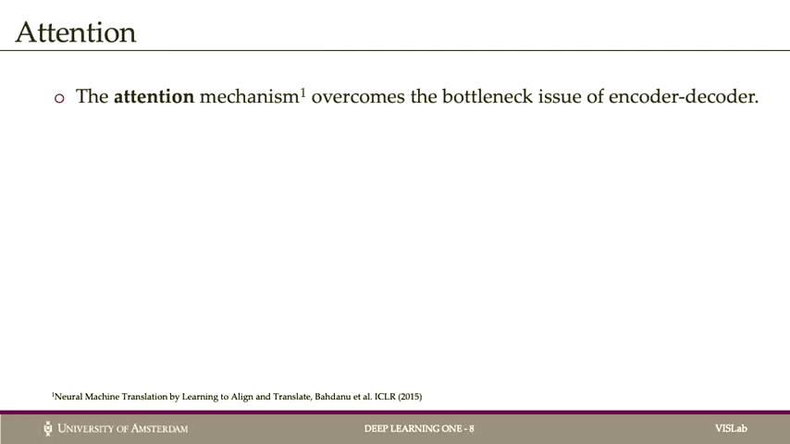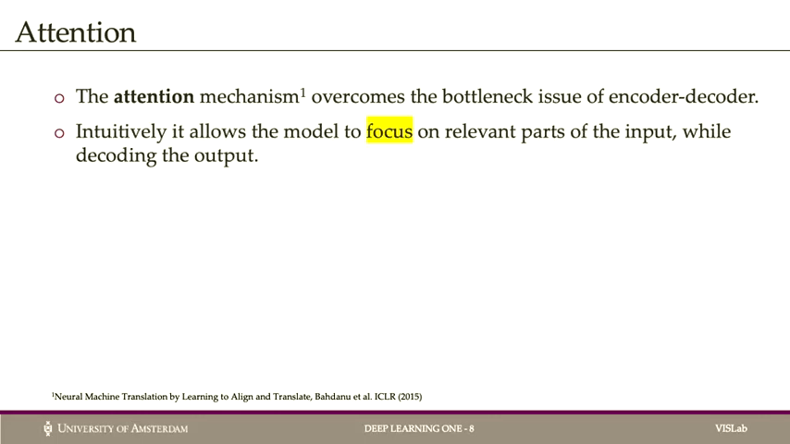Okay, so this issue is basically overcome by the introduction of the attention mechanism. First, let's talk about the intuition of attention and why it's so good. It allows the model to focus on relevant parts of the input while decoding the output. For example, not the whole source sentence is important for decoding the output. Some words or some elements in the sequence might be more important than others when we want to generate something from the decoder. So what is the idea? Basically, we're allowing the model to focus on relevant parts of the input.